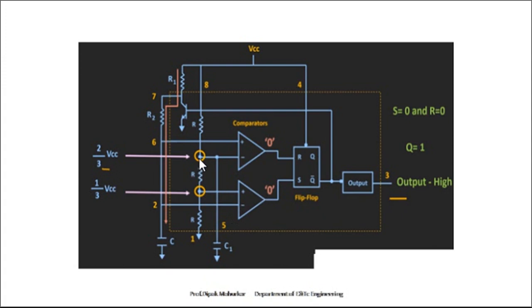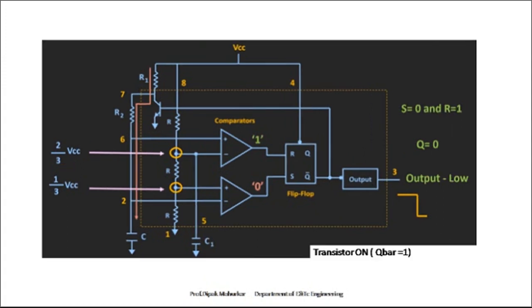But that voltage is still less than 2 by 3 VCC. So again, what is the voltage at this one? Again it is less, so again the output is 0. So S equal to 0 and R equal to 0 at the flip-flop. So the output Q is equal to 0, and Q bar is the inverse of Q. In the next step, both are 0.